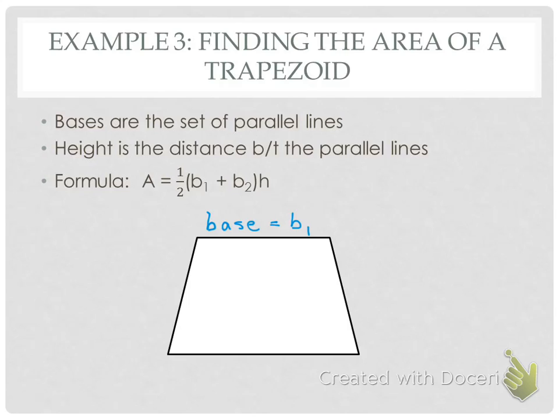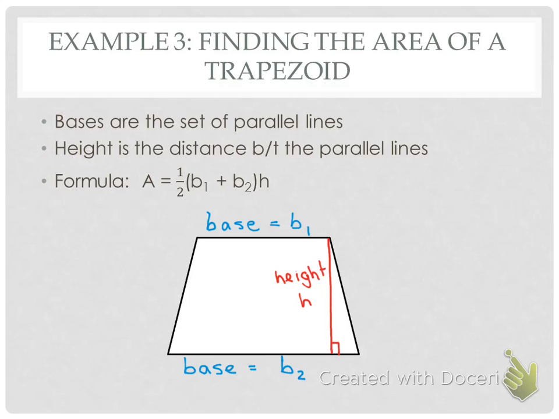And I will term it B1. And this is the other base. So trapezoids always have two bases. And I will term this B subscript 2. Okay? Now the height of a trapezoid is the distance between the two bases. And again, that's going to form a 90-degree angle. Okay? So this is going to be your height. And we'll term it H.